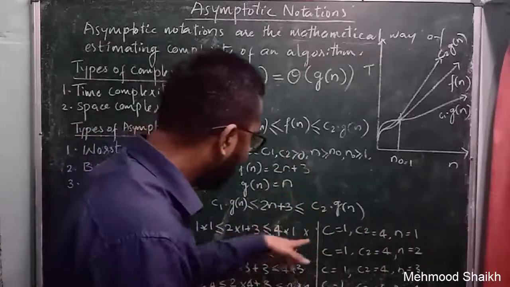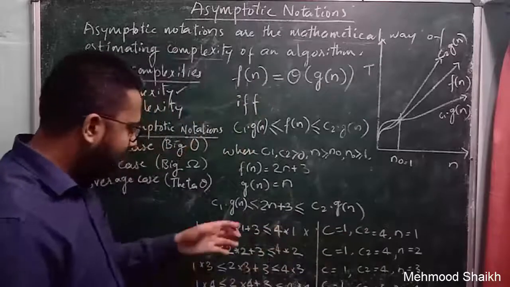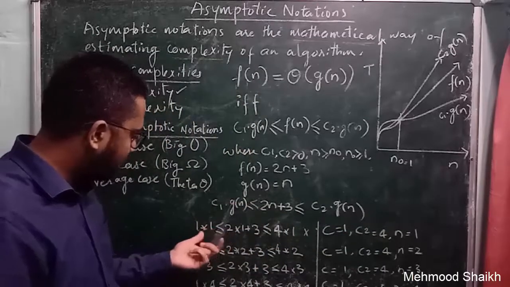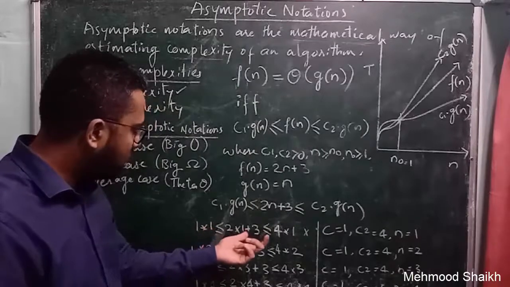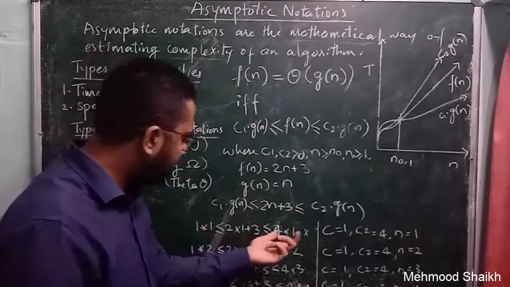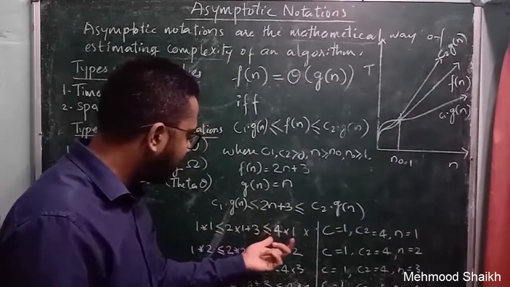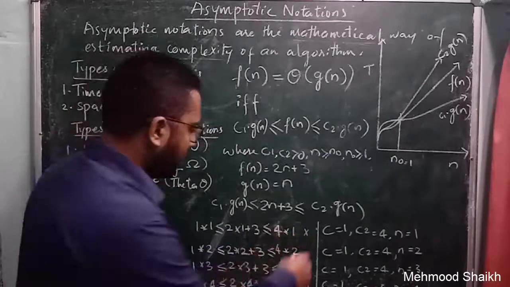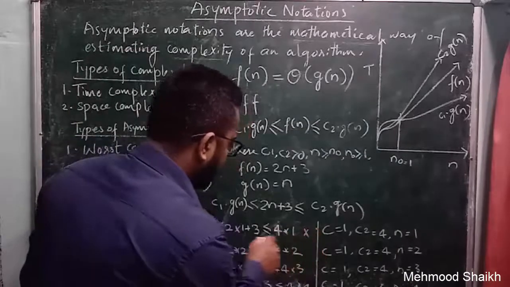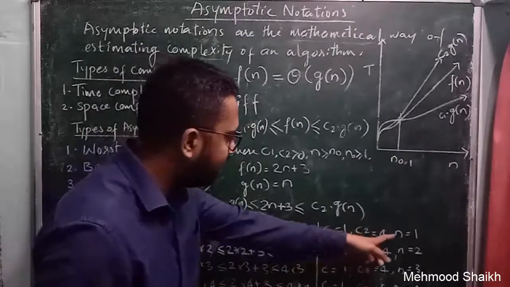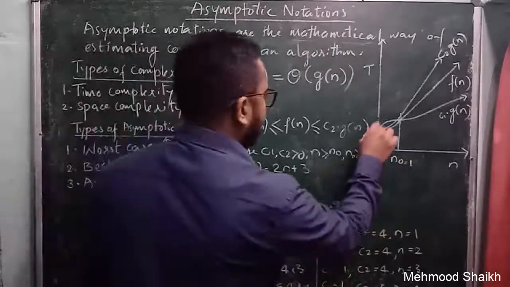Okay, so now when I put these values inside this expression, 1 into 1 says 1 is less than or equal to 5. Yes, this one is true. And here this 5 has to be less than or equal to 4, which is not true. Okay, so this becomes false. So when I take the values c1 equal to 1, c2 equal to 4 and n equal to 1, I'm not satisfying this condition.